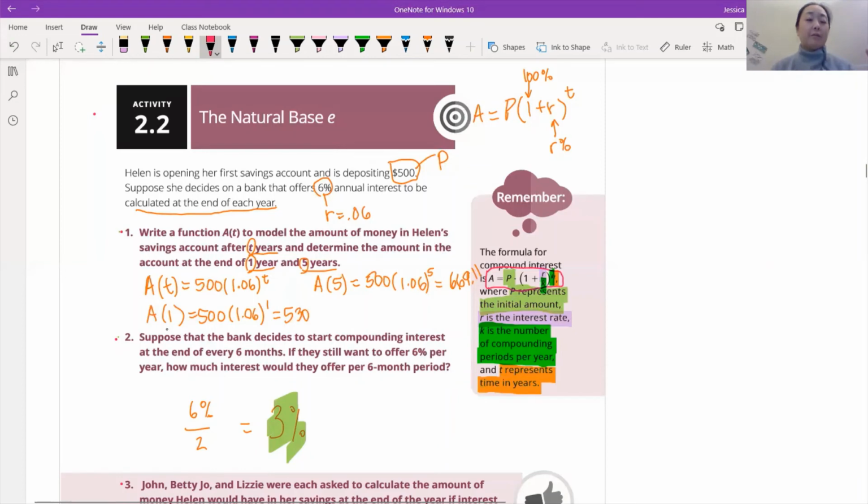Now we're going to figure this out for 1 year by literally plugging in 1 for t, and you should get 530. If you don't, let me know, and we need to work that out. Then you do the same thing for 5 and you should get 669 dollars and 11 cents.